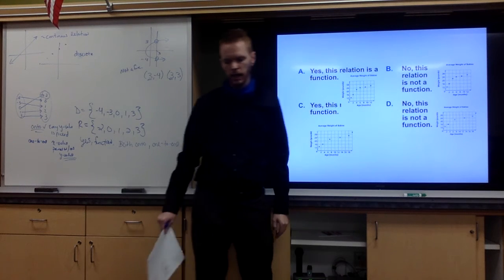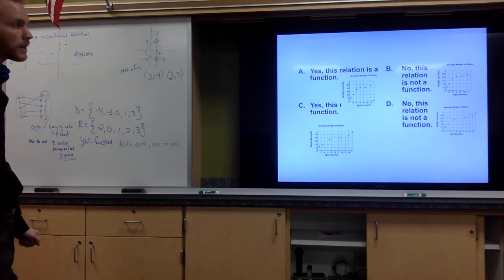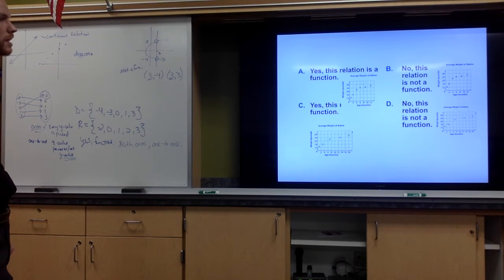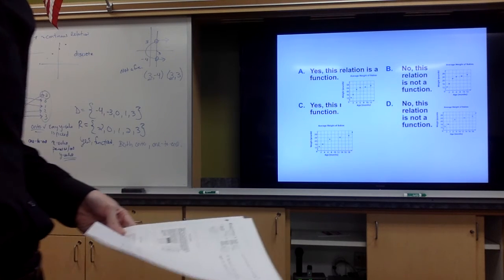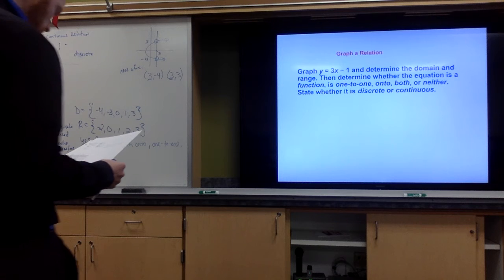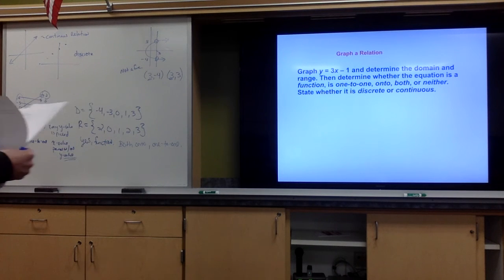We're not drawing a line through all those points. Okay? We're not trying to find the best fit line. That's a different topic altogether. So that would be a discrete type of function, or relation, sorry. Okay. I think this one is going to be the last one, and then we're going to jump into evaluate to finish this up.